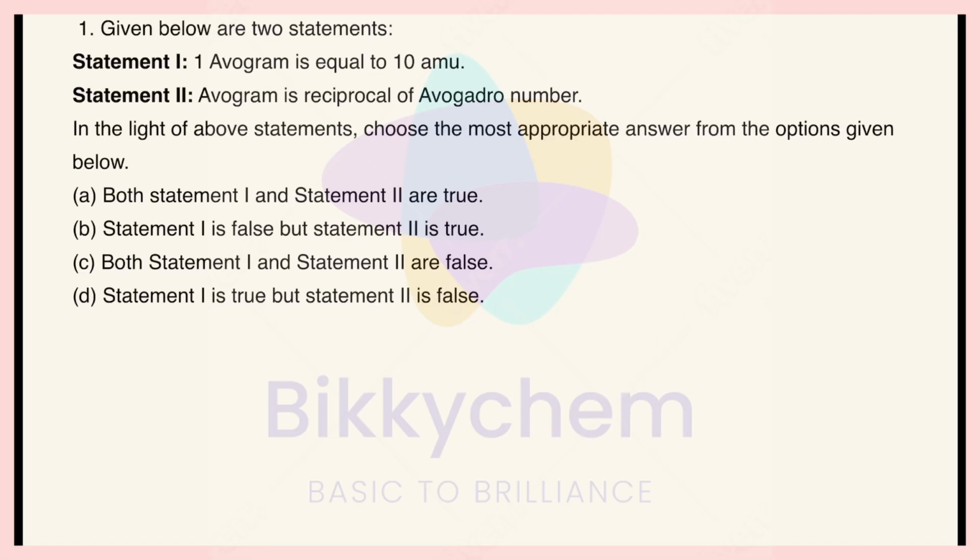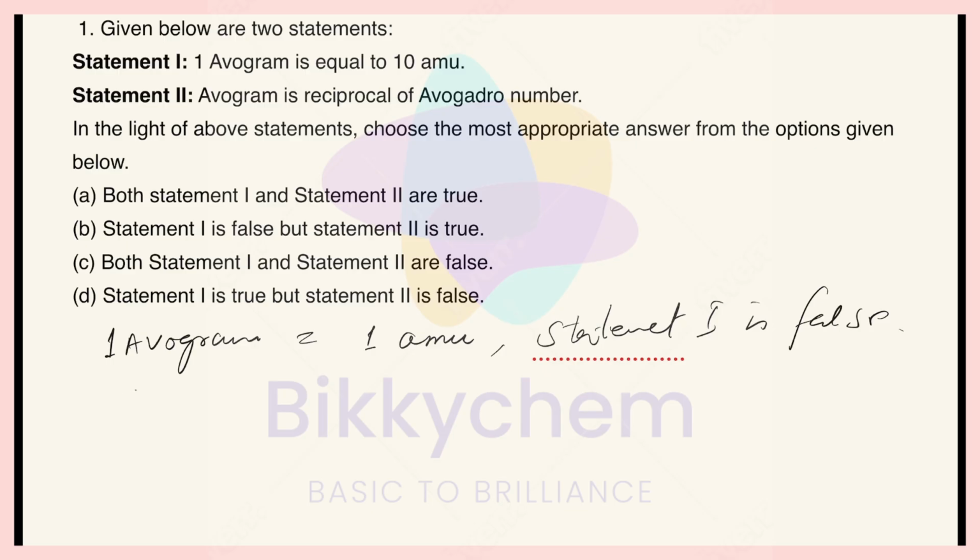Okay, we have a next question. Statement 1 is 1 avogram is equal to 10 AMU, and statement 2 is 1 avogram is the reciprocal of Avogadro number. So whether it is right or not, let's see. 1 avogram is equal to 1 AMU, which means statement 1 is false.